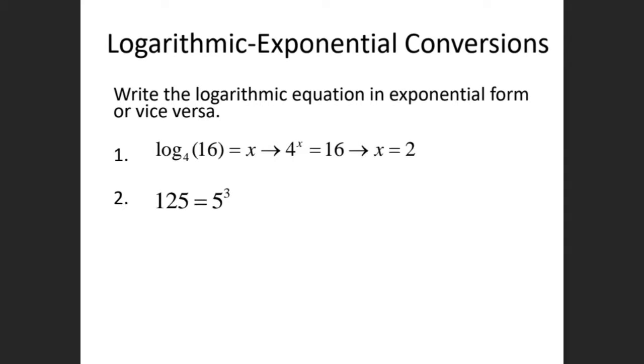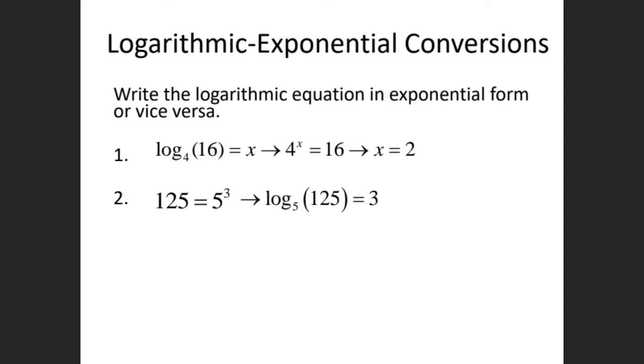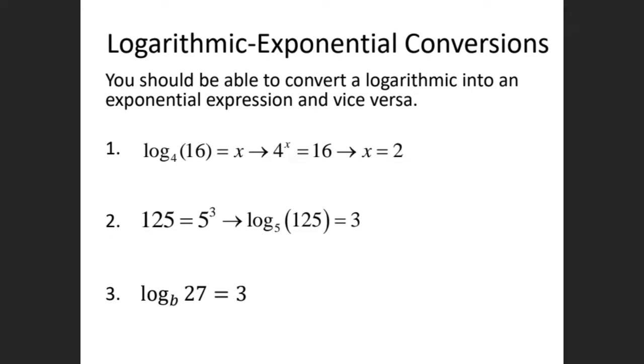How about this one? 125 is equal to 5 to the third. Let's do the opposite. Let's go from exponential to log. Again, the base of this exponential is a base 5, so that means that my log also has to have a base 5. The input of the exponential is the output of the log, and the output of the exponential is the input of the log. So 125 equals 5 to the third power in log form is log of base 5, input 125, my output is 3. Okay, let's look at another example.